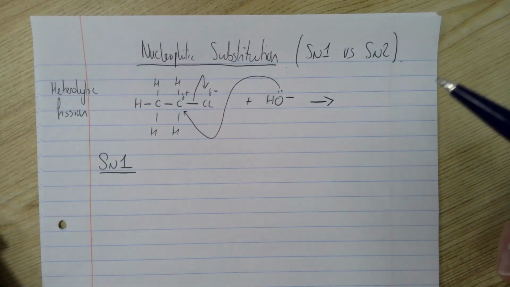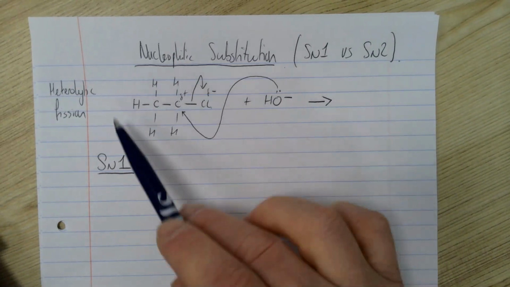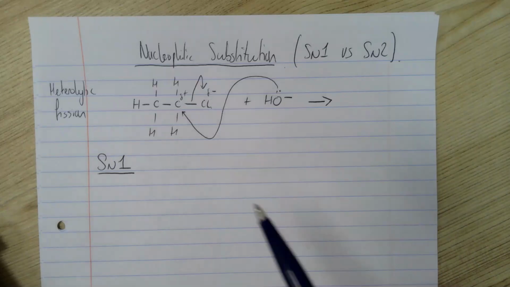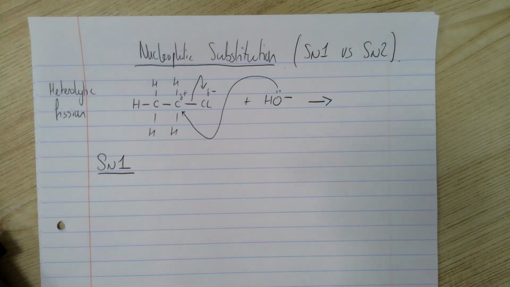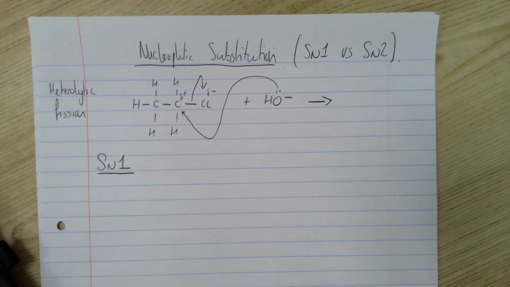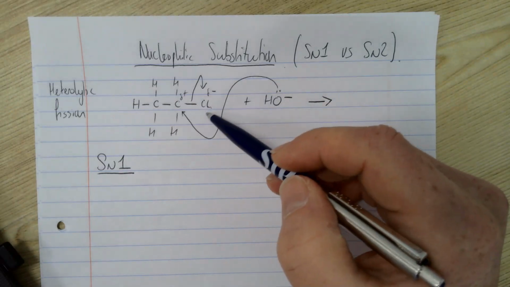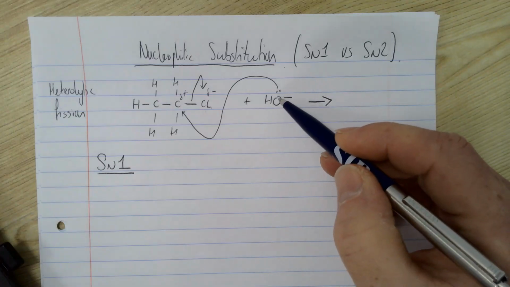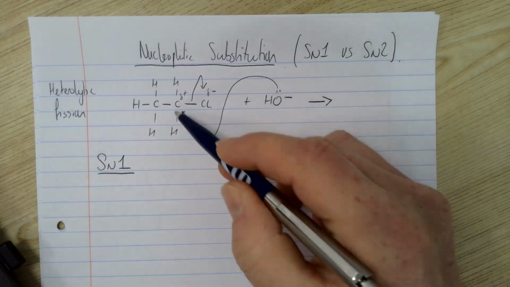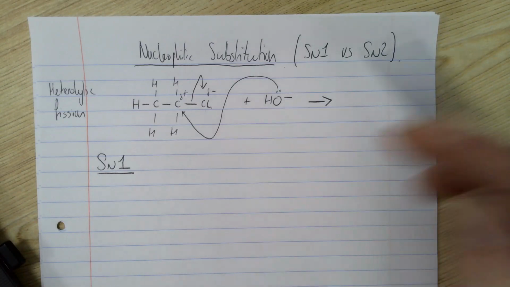At IB standard level chemistry, you have to be comfortable with the idea that halogenoalkanes, in other words alkanes that have got a halogen like chlorine or bromine attached to one of the carbons, can undergo a process called nucleophilic substitution. In other words, the chlorine is substituted with a nucleophile, the nucleophile being something that's attracted to that positive charge.